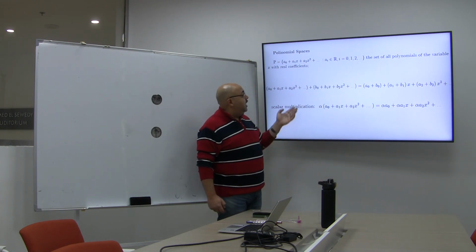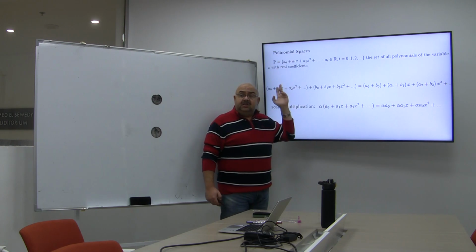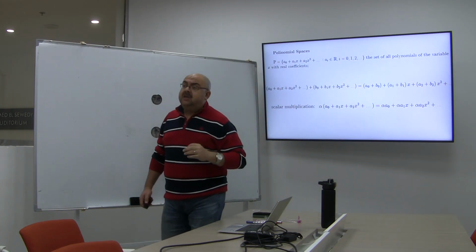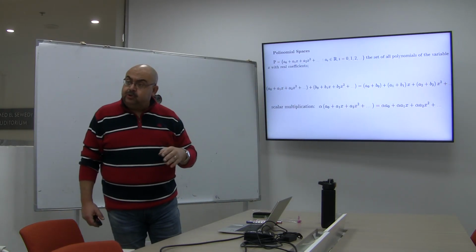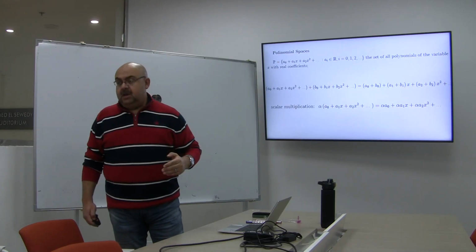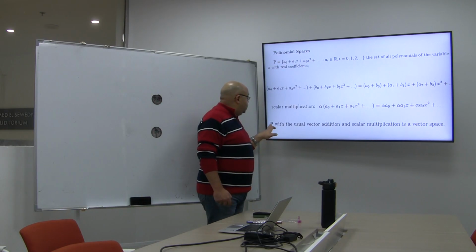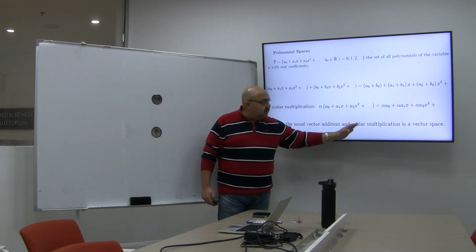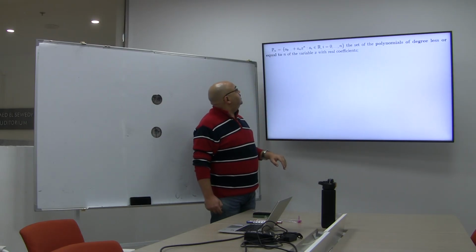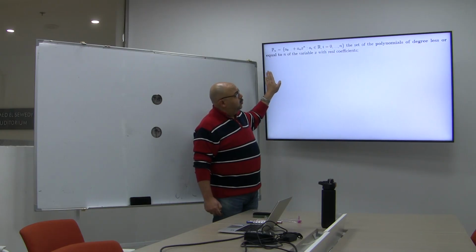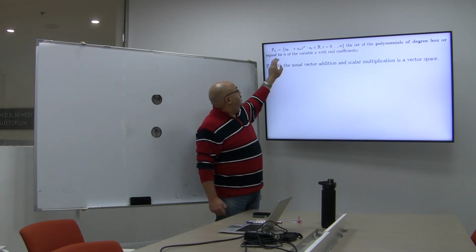And this is actually how to prove for a certain set of polynomials that it represents a vector space. I will have to do the addition and the multiplication by scalar. Okay, so a certain B with usual vector addition and scalar multiplication is a vector space. This is B, the set of all polynomials of degree less than or equal.